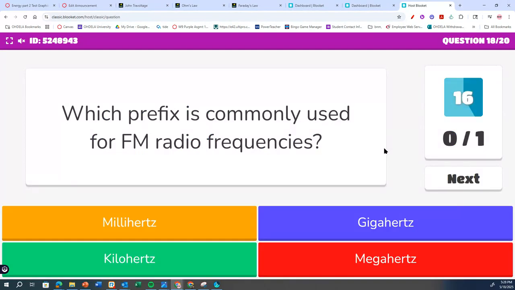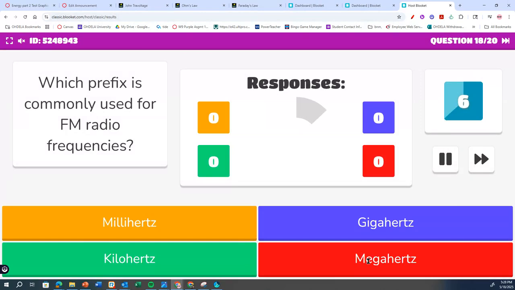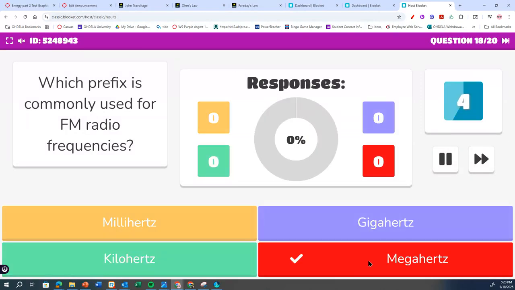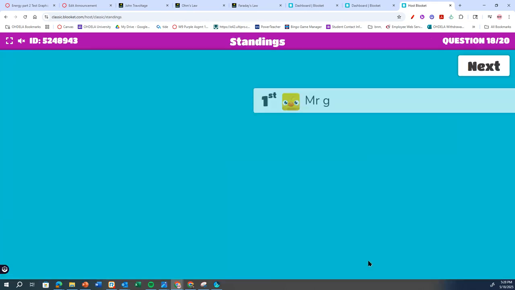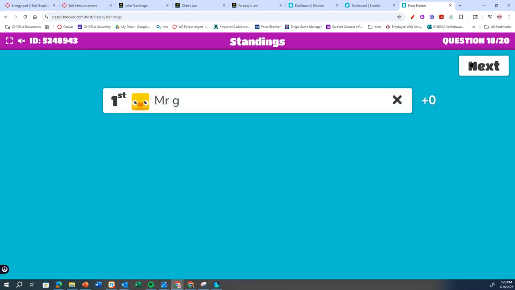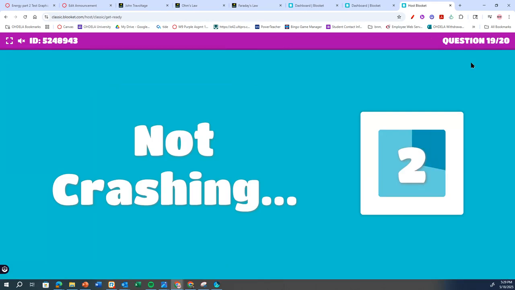Which prefix is commonly used for FM radios? All right, FM radios are usually measured in, let's see if I'm right on this. Oh, I missed it. Did I get it right? Yep, I was right, megahertz, but I did not press it in time. Megahertz.